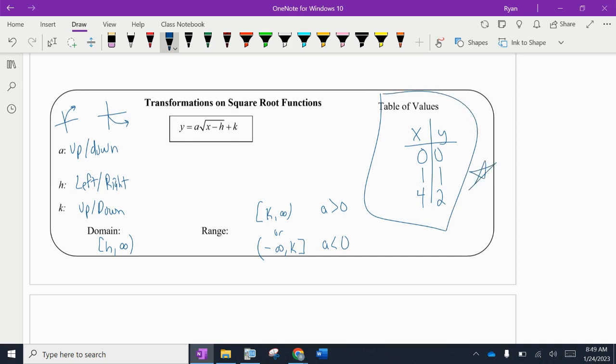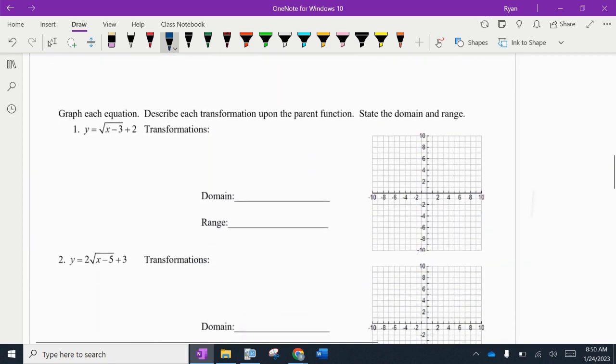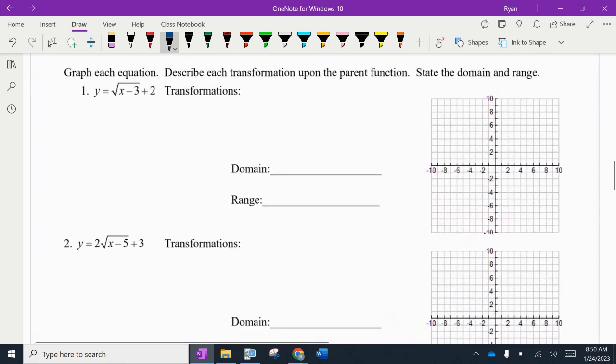So table of values, very important for us. These are the ones we're going to use, and we're going to move around. Not only does the vertex move, like Declan said, but these points are going to move in that same way with it. All right, turn the page.